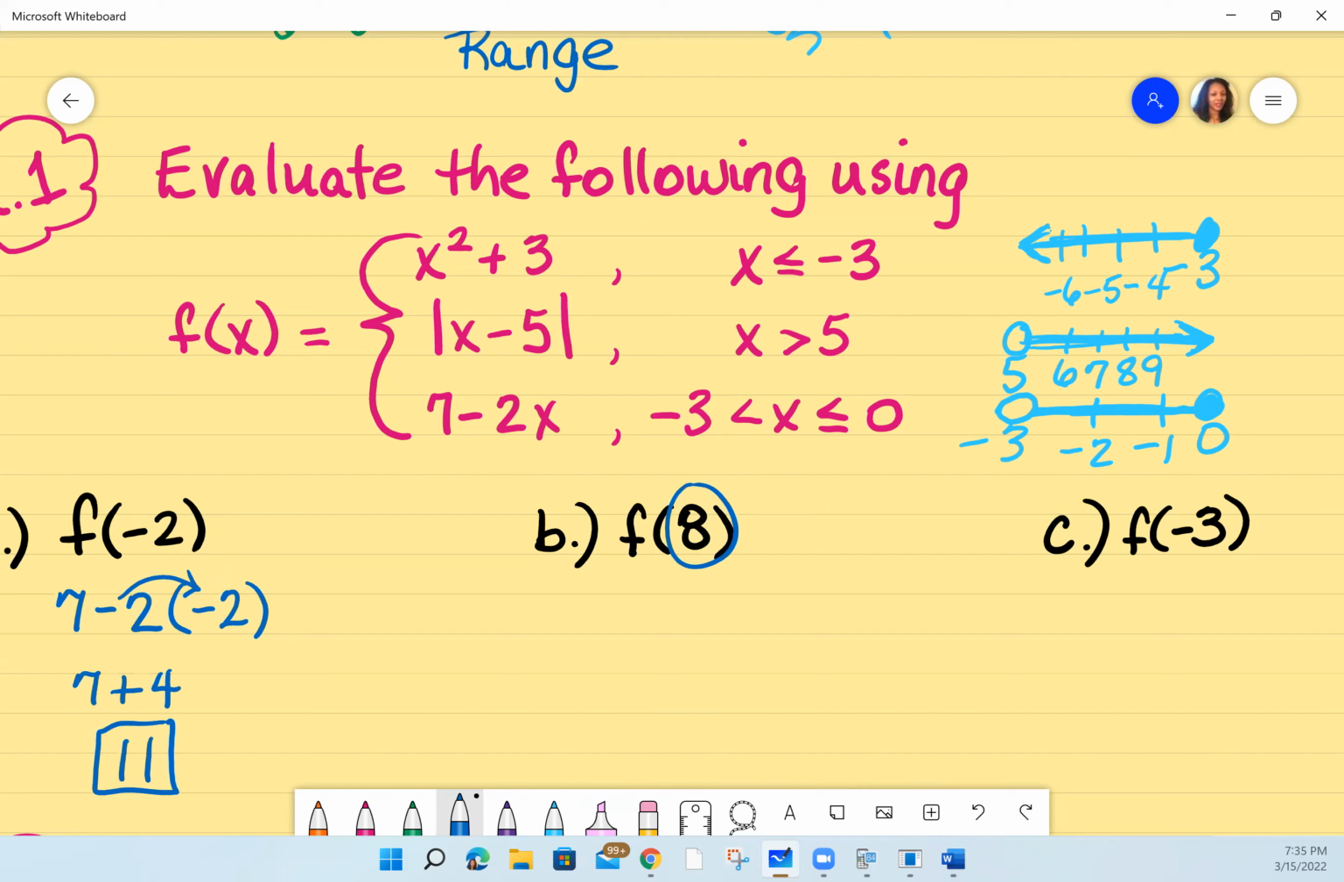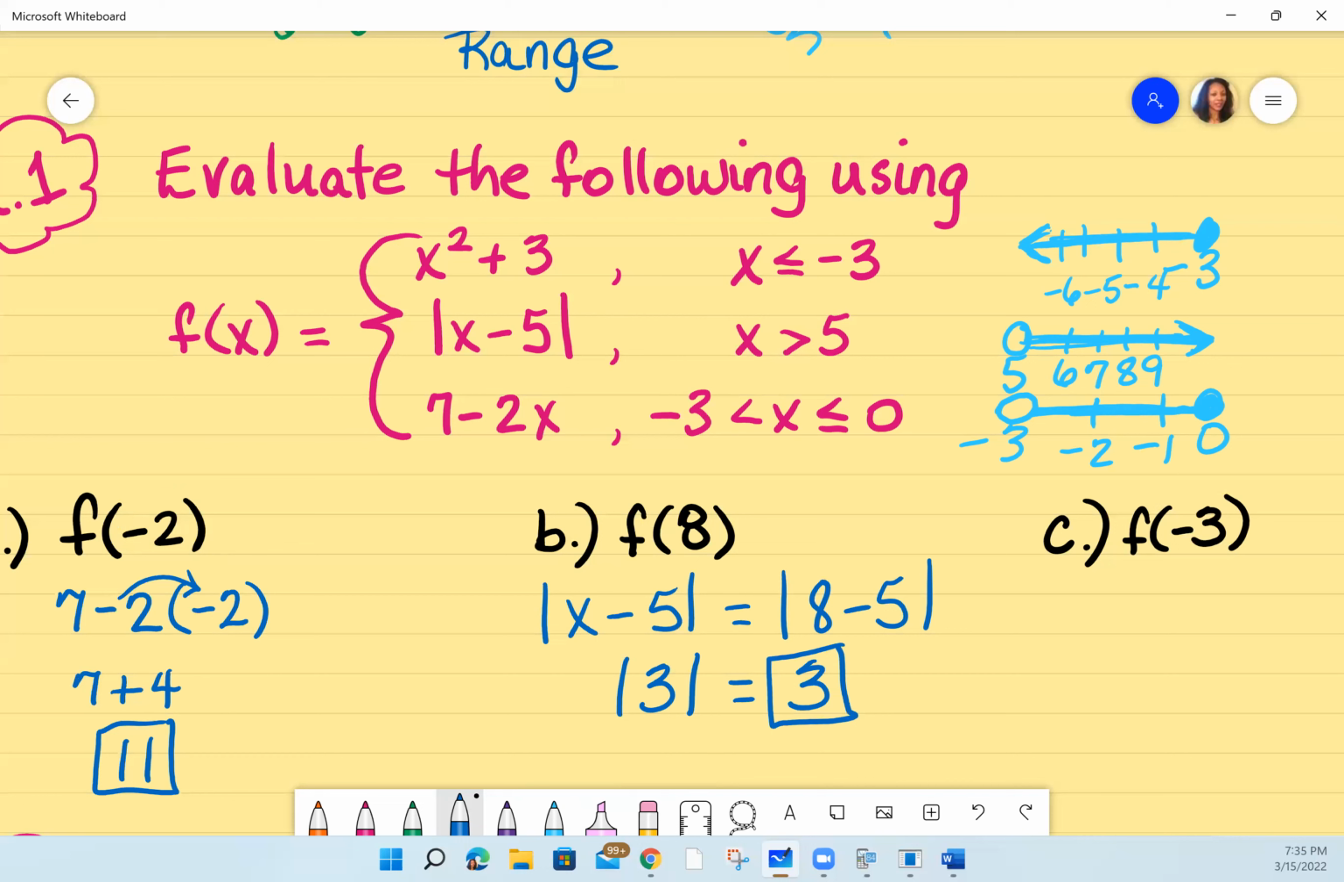Going to the next one, part B, if I'm looking for the condition or the criteria that has the 8 in it, that's the second one. So x can be any number that's bigger than 5, greater than 5. That's what that means. So I'm going to take that rule, which is the absolute value of x minus 5, and I'm going to replace that x with 8. So 8 minus 5. And the absolute value of 8 minus 5 is 3. And if I keep simplifying, it is simply a +3.